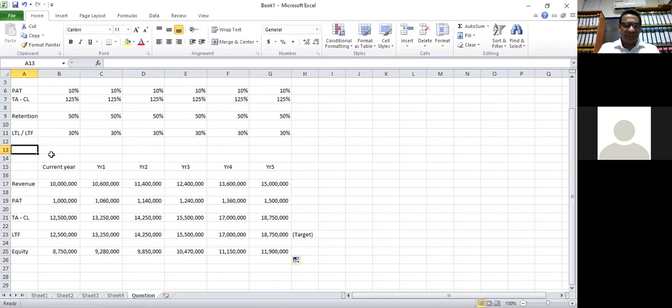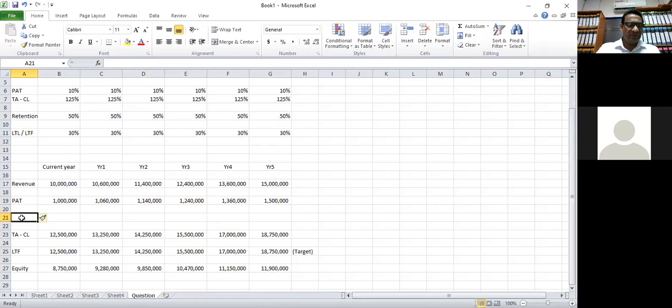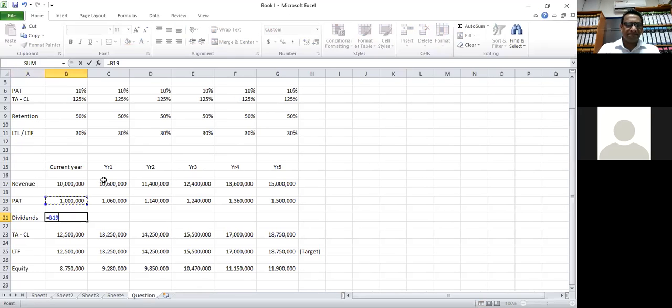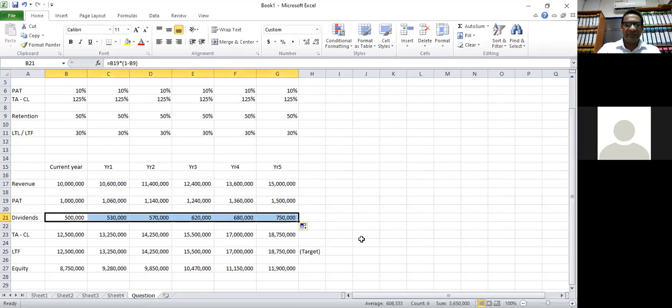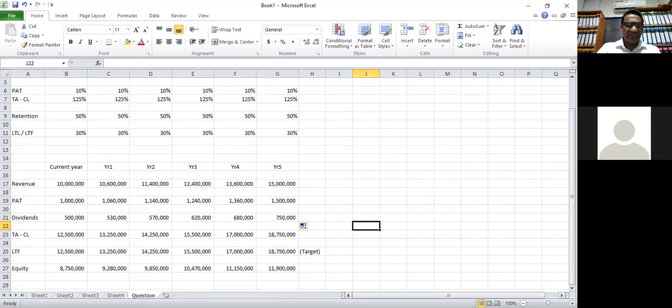Here, if you want, you can put dividends also, every year. I will bring PAT to this point here. Dividends every year would be 50% of profits. If you are retaining 50%, dividends are 50%. Those are dividends. The balance is retained profits, and that is added to equity.